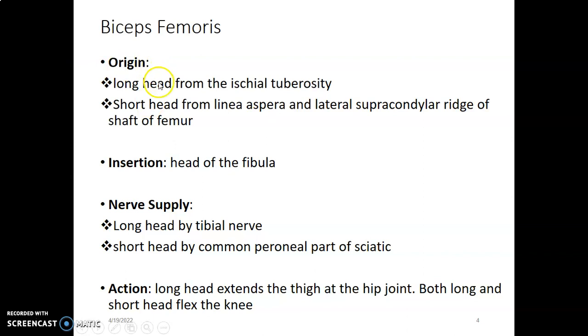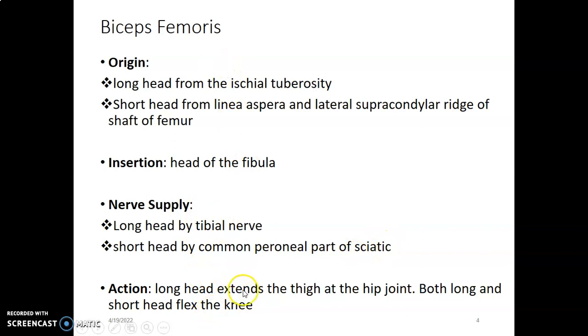So biceps femoris originates from the ischial tuberosity. That's the long head, and the short head from the linea aspera and part of the lateral supracondylar ridge on the shaft of the femur. Then the biceps femoris inserts onto the head of the fibula. So what's the innervation? The long head is by the tibial nerve and the short head by the common peroneal branch of sciatic.